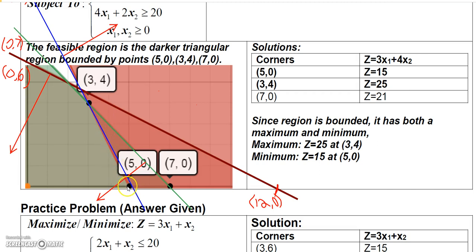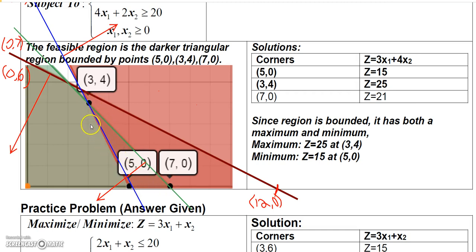Rather than let me draw it, let me just show you. You're just going to get this triangle that goes from here to here and then up to where the blue and the green line intersect, and then back down to here. So that's going to give you this triangular region right here.